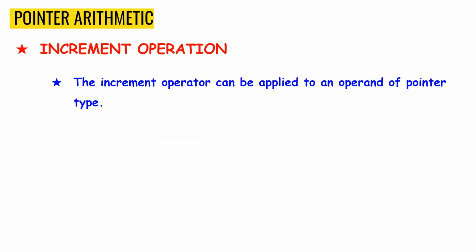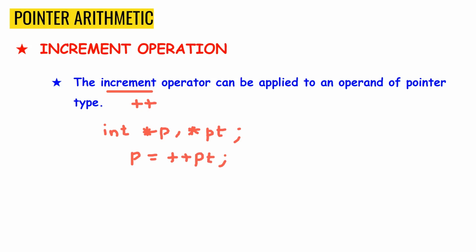Increment operation. The increment operator can be applied to an operand of pointer type, so ++ can be applied to pointer types. For example, you declare pointer variables int *p and *pt. Both p and pt are of integer type. So p = ++pt. What will be the final value of p? ++pt is equivalent to pt + 1, and pt + 1 follows the addition rules of pointer arithmetic.